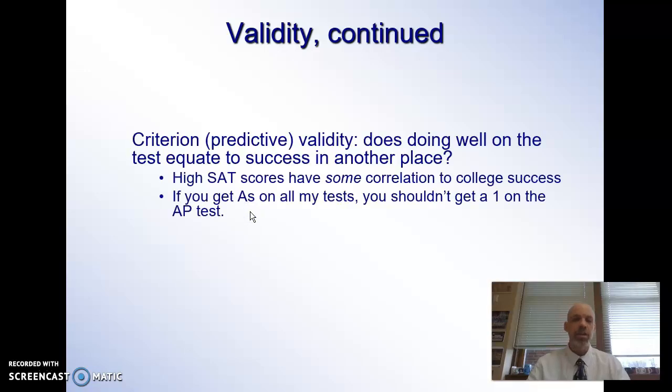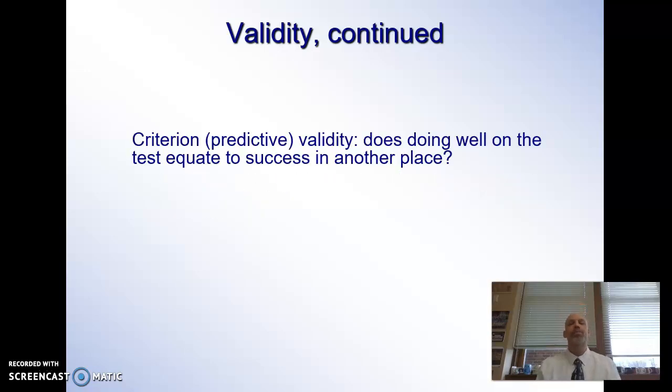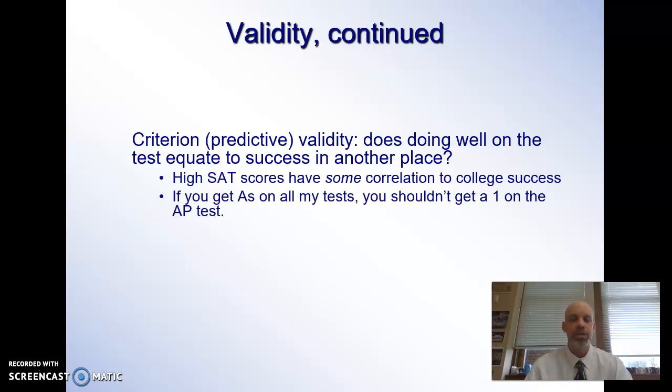Now, validity continued. There's criterion validity, or predictive validity might be an easier way to remember it. If I do well on one test, does that mean that I'm going to do well in another area of life, in another place? So the easy example with that one is the SAT. If I do really well on the SAT, does that mean I'm going to get really good grades in college? Well, they used to think that it had very high predictive validity. It has some. There is some correlation to college success, but not as much as they used to think.